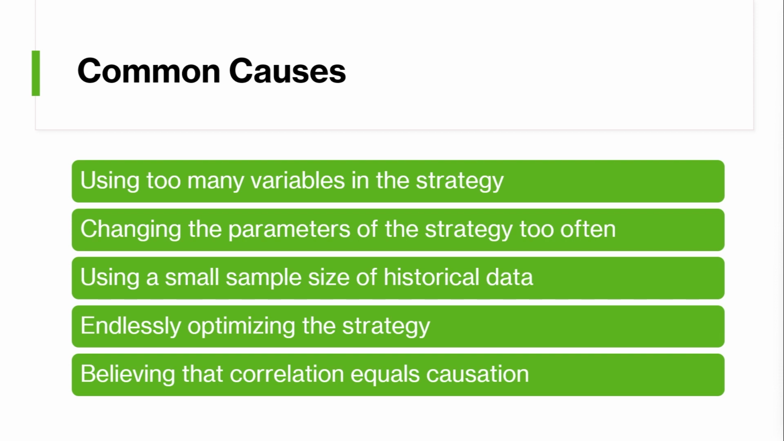Next is a common issue for a lot of traders, and I see this a lot on Twitter, is changing the parameters of a strategy too often. Just because you've lost for a week and you've had 5 red days doesn't mean that your strategy needs to change in any way, such as parameters or adding new filters.